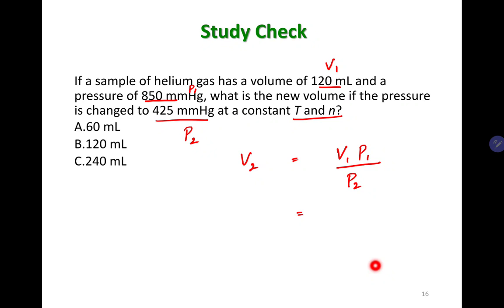And of course, in here, the pressure is decreased. So basically, if the pressure is decreased, the volume should increase, right? So there is only one possible answer. You don't even have to do any calculations. There's only one possible answer, which is answer C.